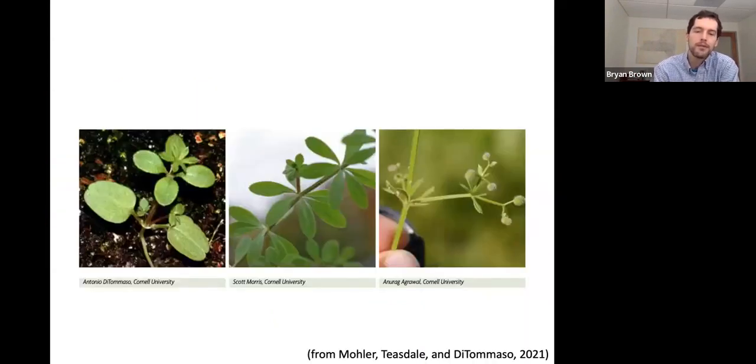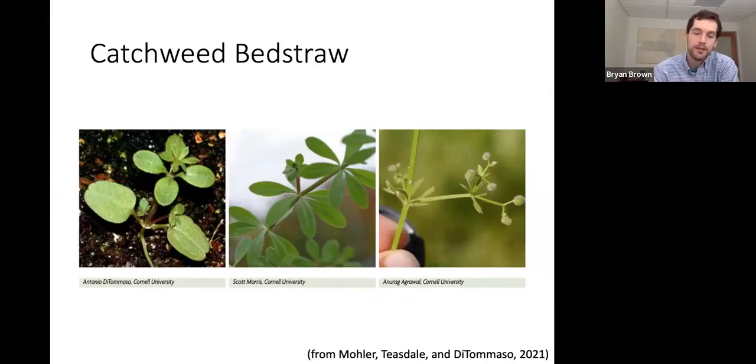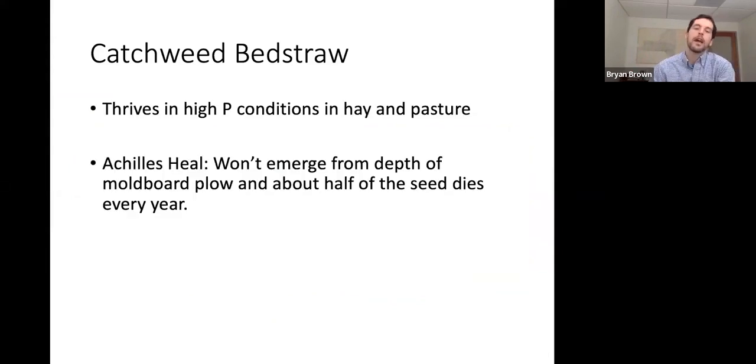One that several of you mentioned is this weed right here, Catchweed Bedstraw, which is a winter annual, and is most problematic in hay and pasture, especially where you have high phosphorus. But for bedstraw, it won't emerge from the depth of a moldboard plow. So if you're able to flip or invert that soil, get the seeds down to the bottom of the moldboard plow layer, it's not going to be able to emerge from that.